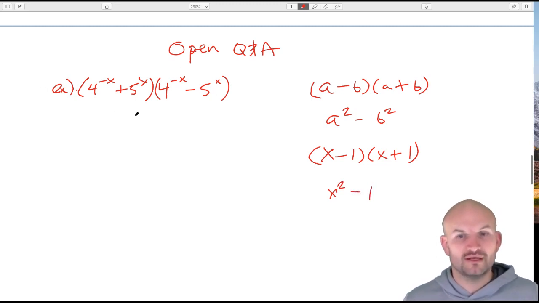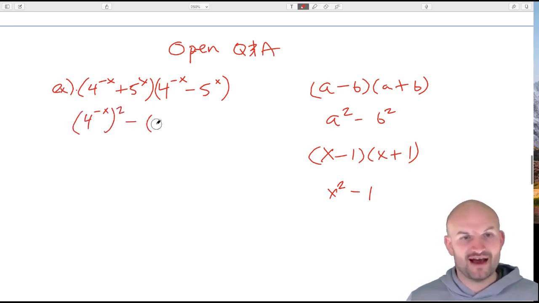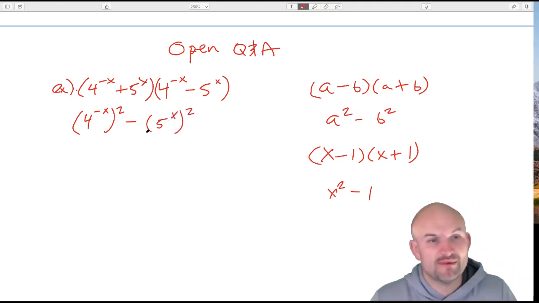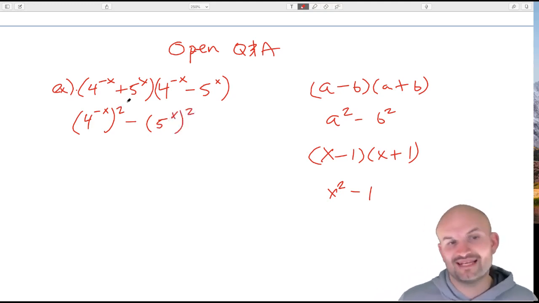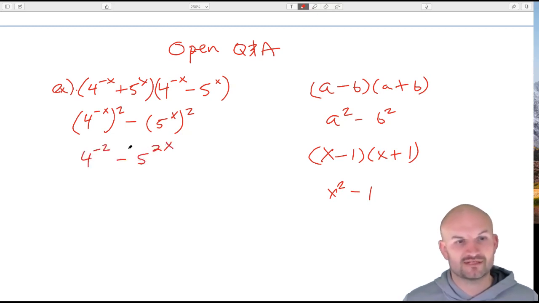So in this portion, this is going to be 4 times negative x quantity squared minus 5 to the x quantity squared. All right, and then just remember the rules of exponents. What that tells us to do is multiply the powers. So therefore, this is 4 to the negative 2x minus 5 to the 2x.